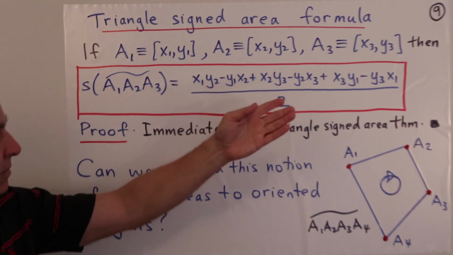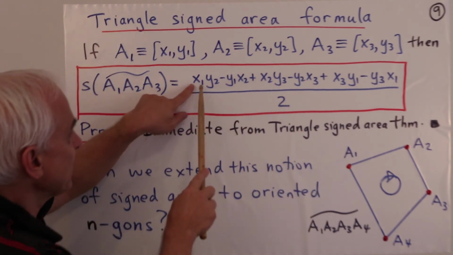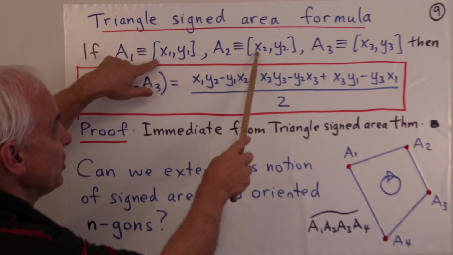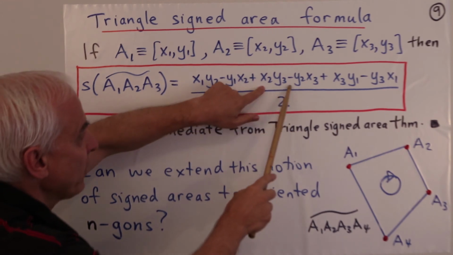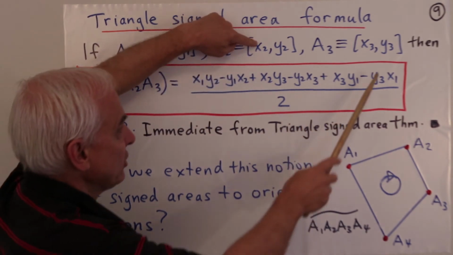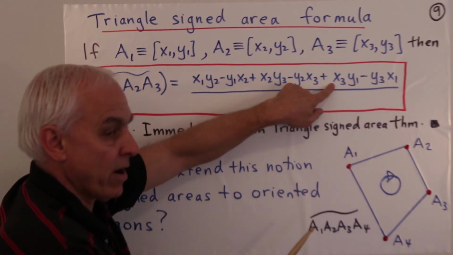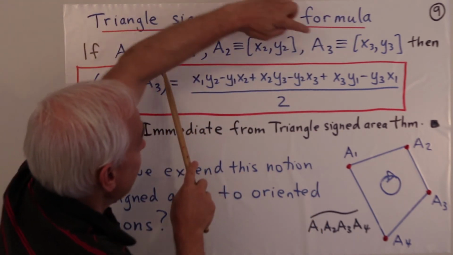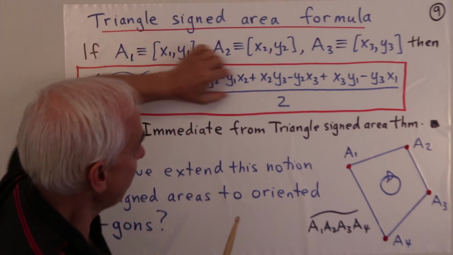Okay, and here's the formula. Its numerator is a little bit complicated. It has these 6 terms. x1 y2 minus y1 x2. Well, that's just the cross product of the associated vectors here. And then the next term is x2 y3 minus y2 x3. Well, that's just the cross product of the associated vectors here. Plus x3 y1 minus y3 x1. Well, that's just the cross product of the associated vectors between this one and this one. Namely, x3 y1 minus y3 x1. And all of that divided by 2.